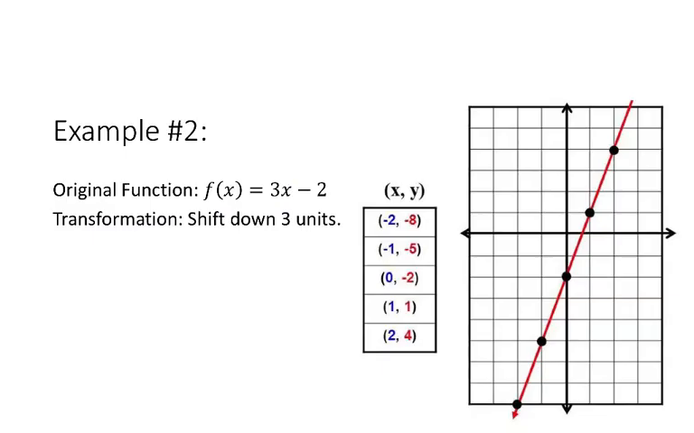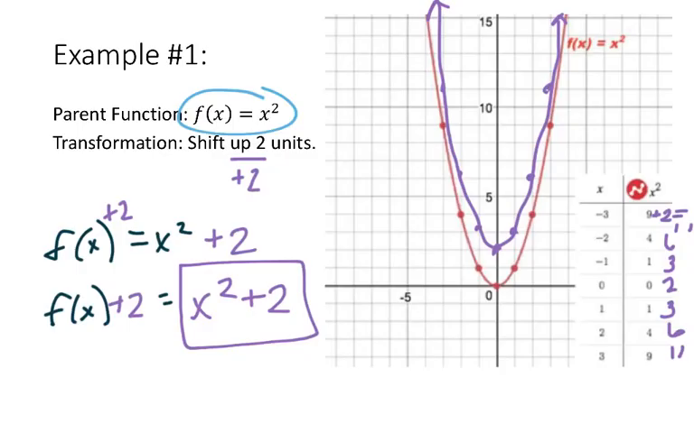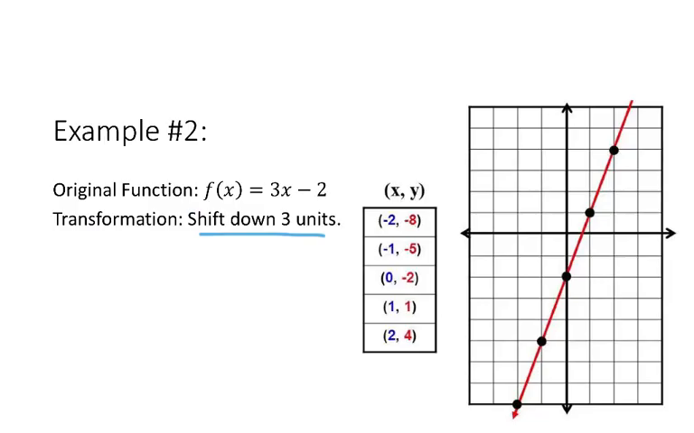The next one is a bit tricky, only because it's hard to visually see, but the same thing is going to happen here. Notice that we have something shifting down 3 units. So as we had over here, when it was up 2 units, we added 2, so down 3 units, we're going to subtract 3. And we're going to subtract 3 to all of the y values. So officially, instead of negative 8, we're going to be at negative 11. Instead of negative 5, we're at negative 8. Negative 2, we're at negative 5. 1, we're at negative 2, and 4, we're at positive 1.